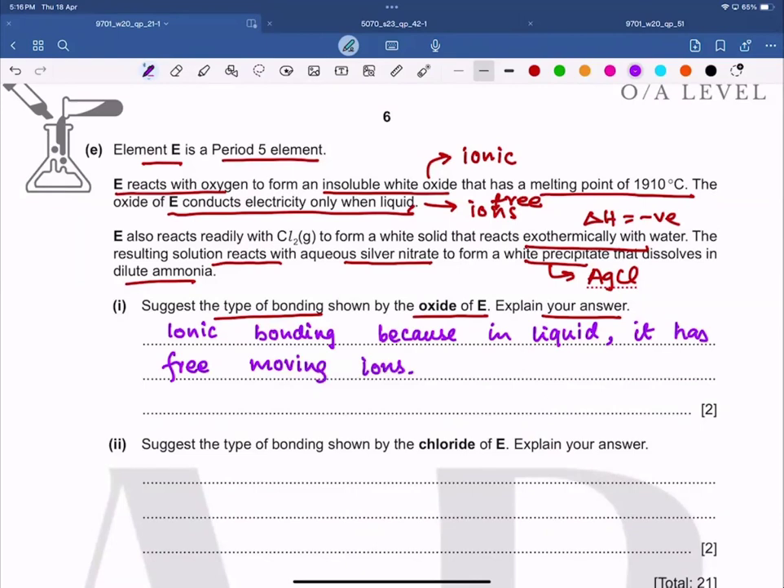Electrons are not the reason. If there were free electrons, then it would conduct electricity in the solid as well. And that applies to an element. Remember, elements have free electrons. Compounds do not have free electrons. Okay. Yes, Adi, you can write only one condition as well in the last part.